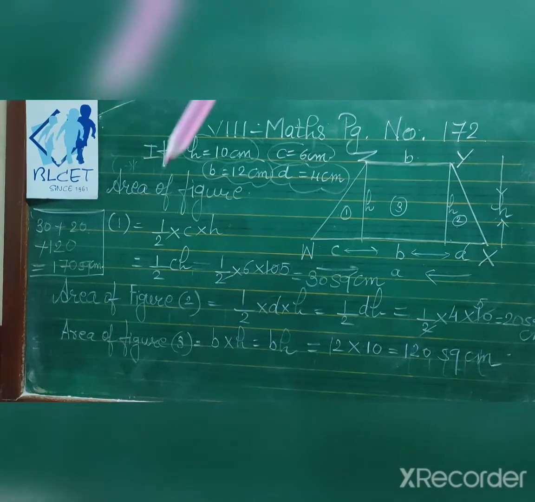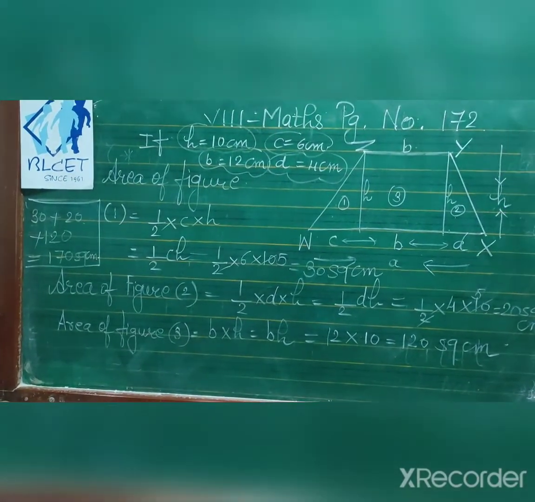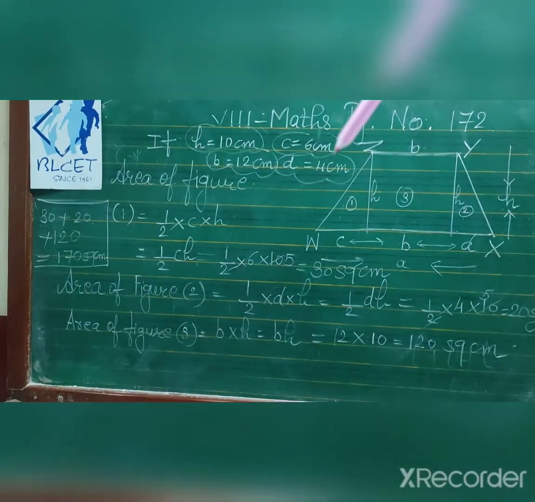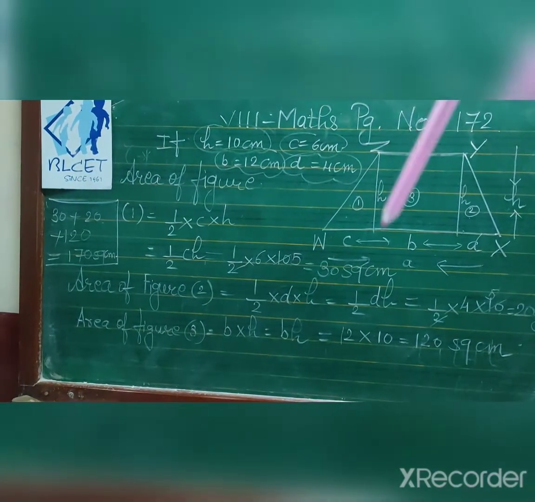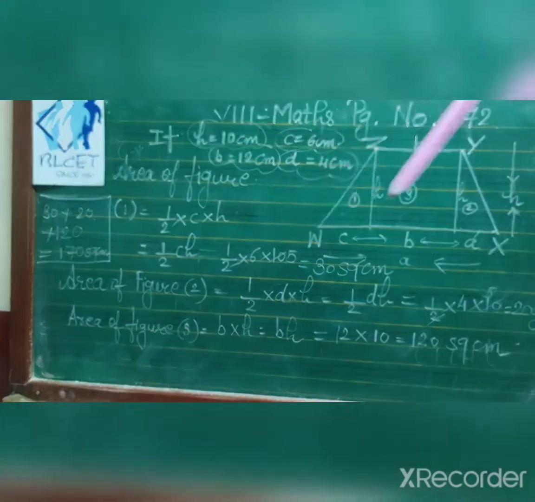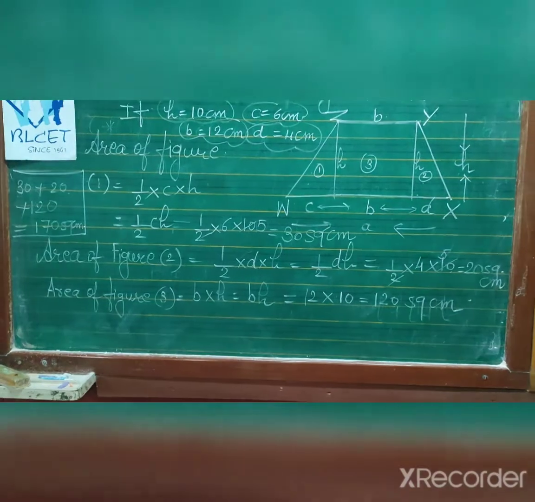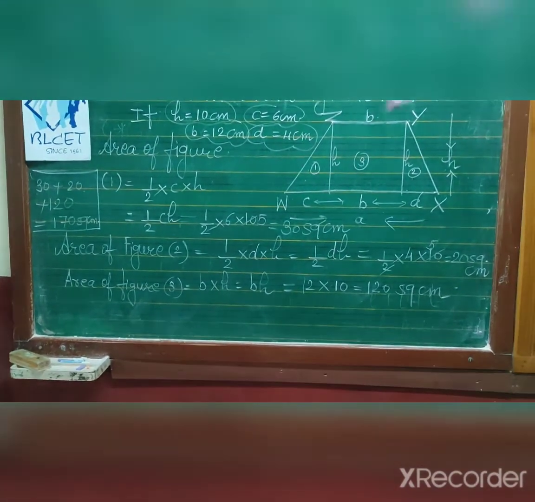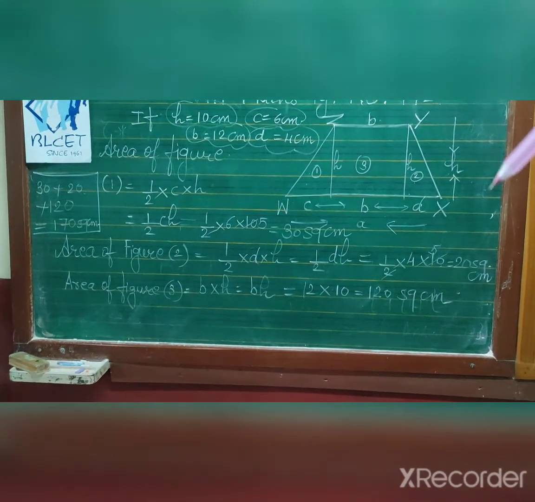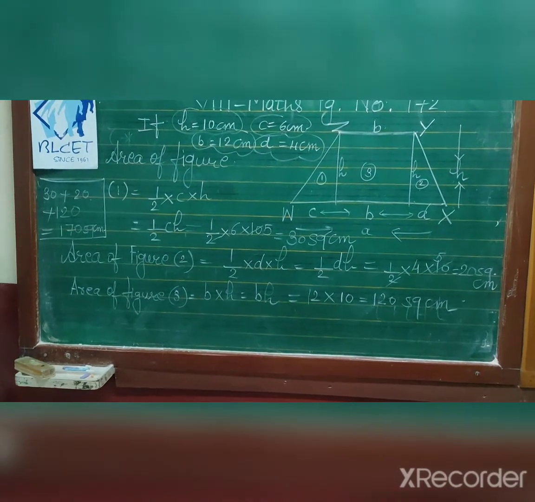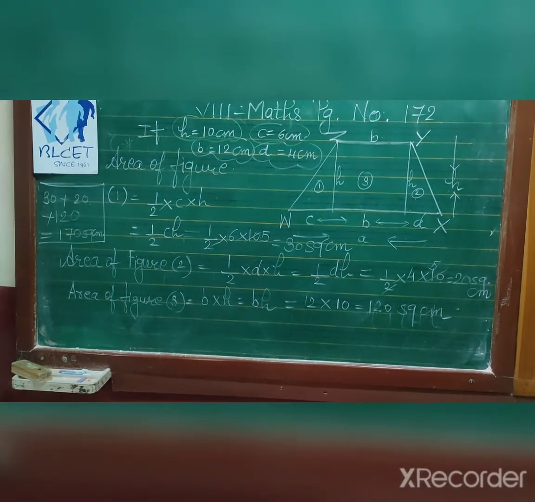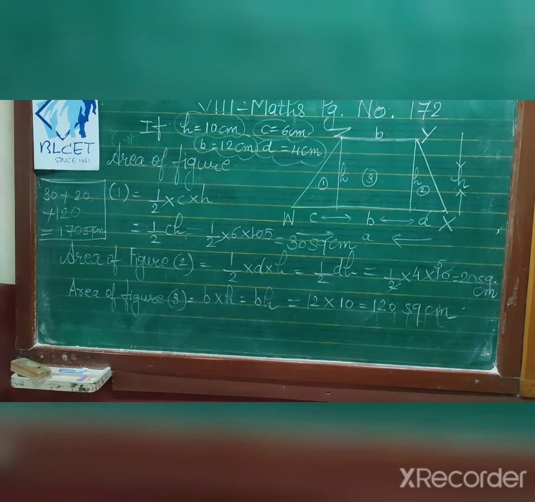Already from the figure, half into C into H, half CH. Half C, 6, H, 10. 2 5s are 10, 6 5s are 30 square centimeter. Area of figure number 1. Now area of figure 2, half DH. Half D, that means 4, H, 10. 2 5s are 10, 5 4s are 20 square centimeter.